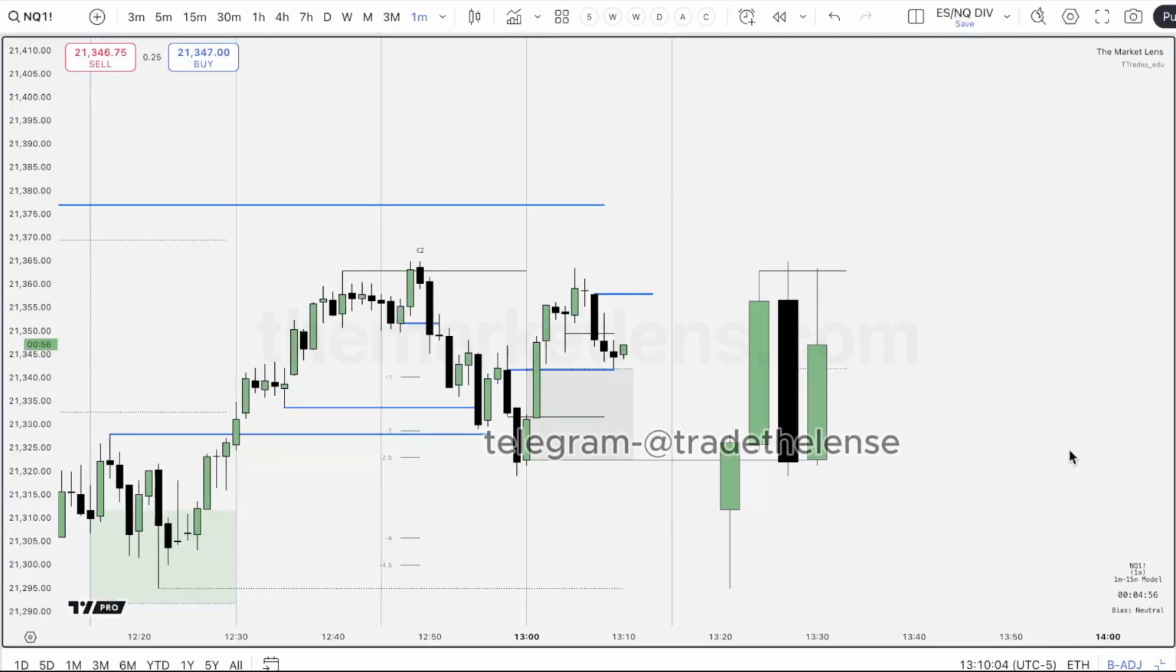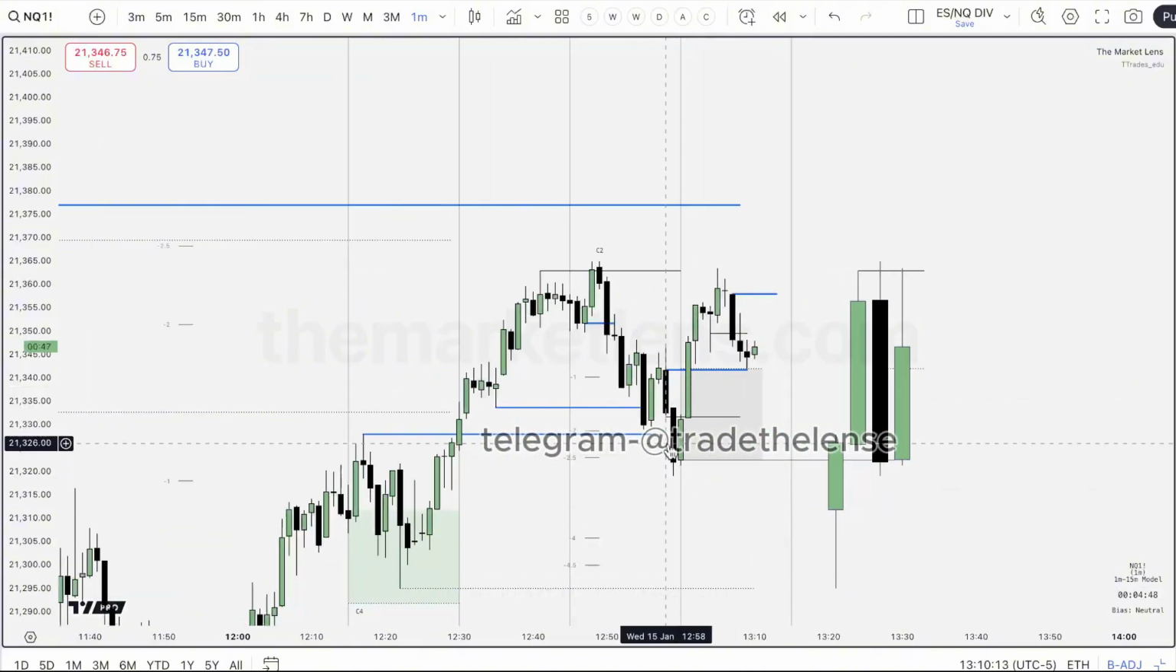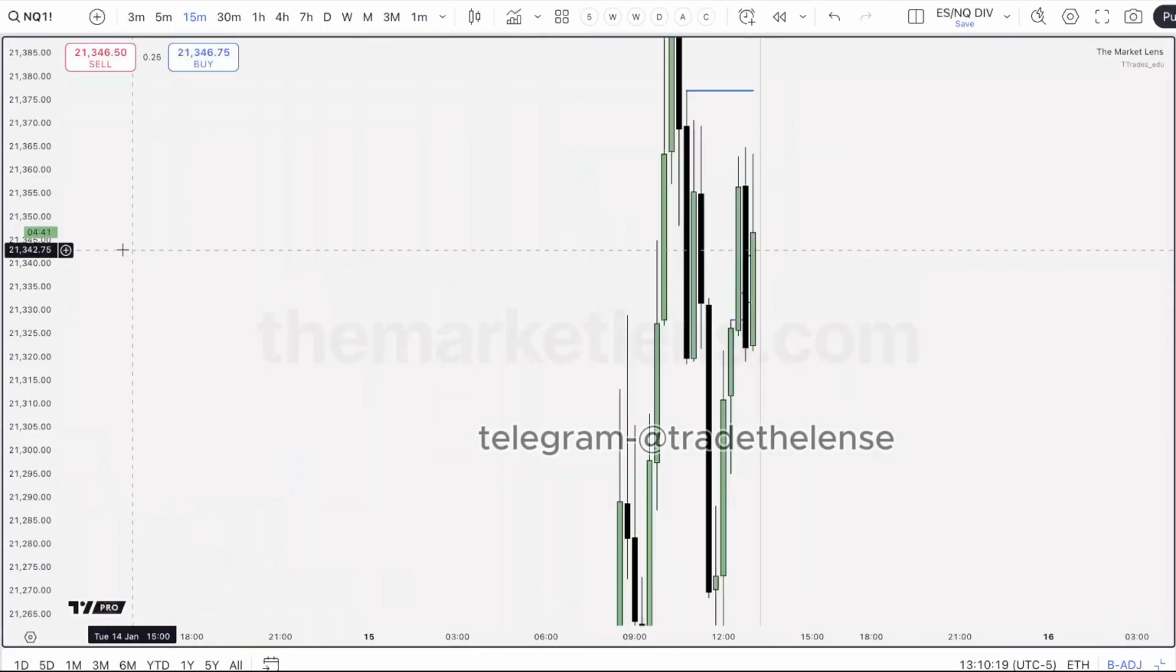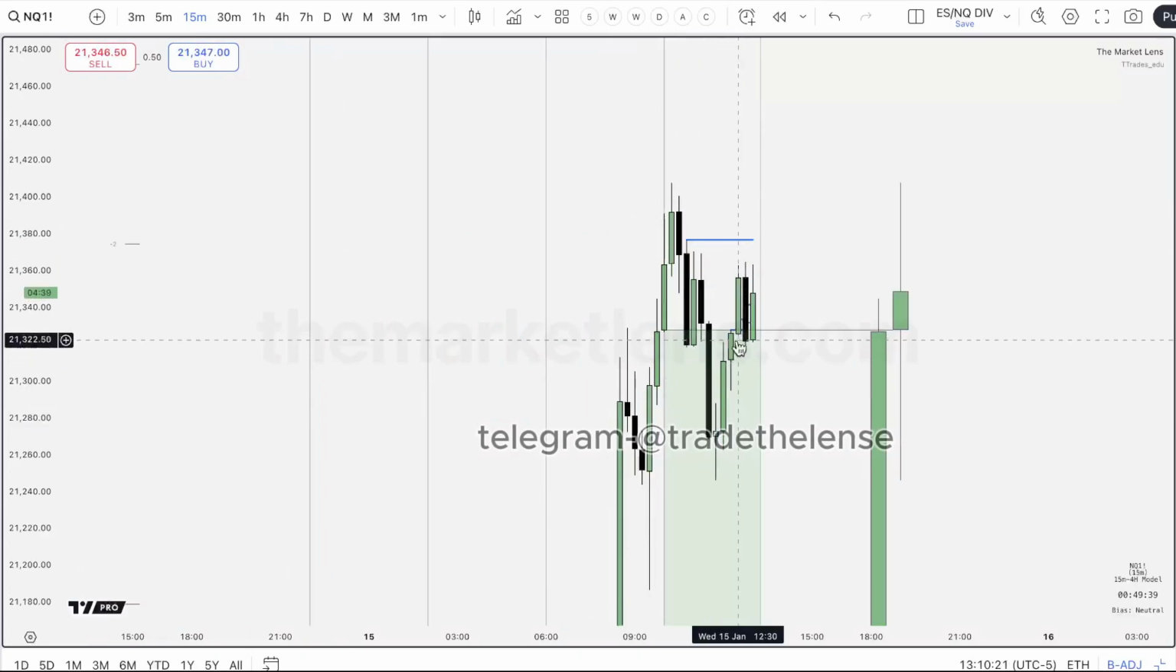On the 1 minute you framed this long targeting the swing high. What is the point of interest in this long? You could just use the 15-minute fair value gap if you wanted. For me, it's just, I don't know, gut feeling. Well, yeah, there, fair value gap.